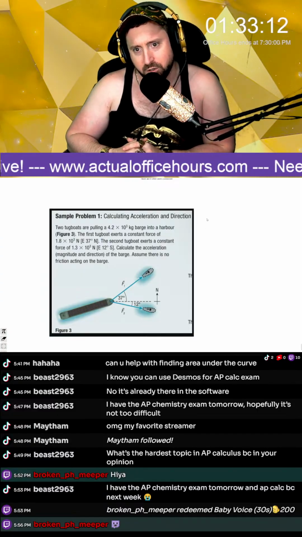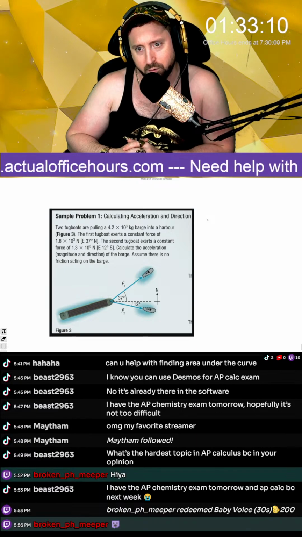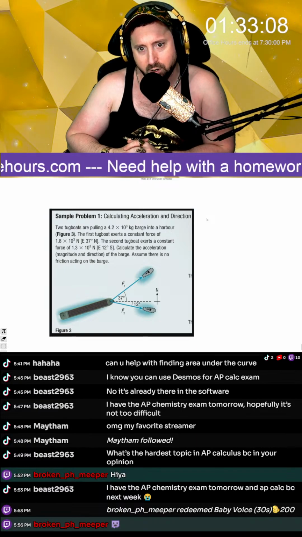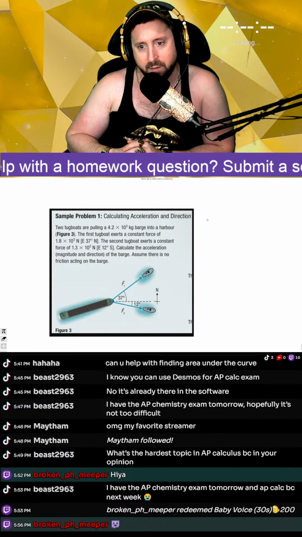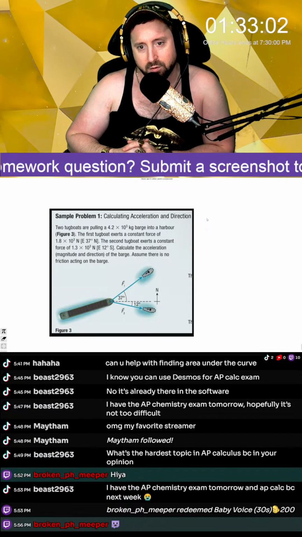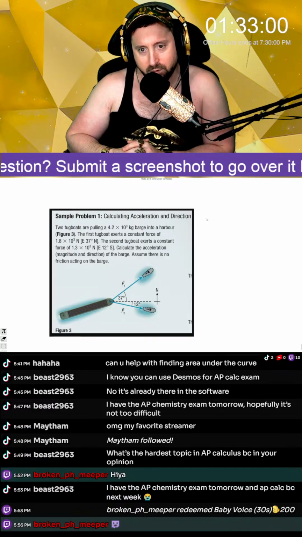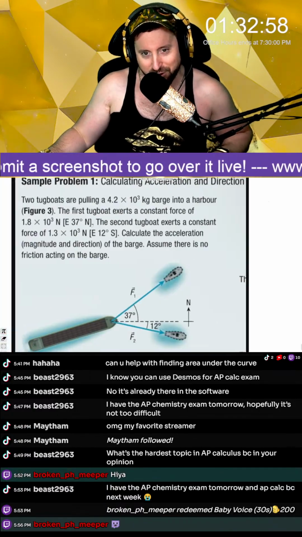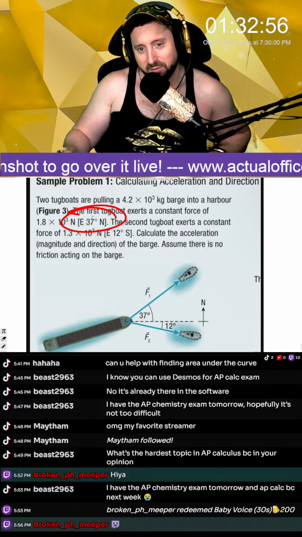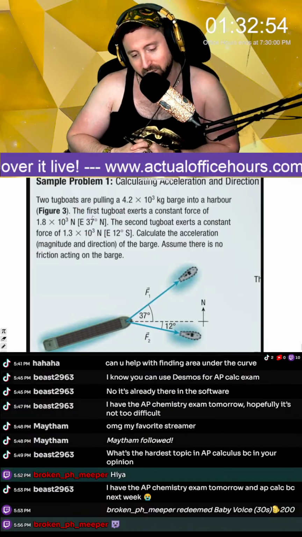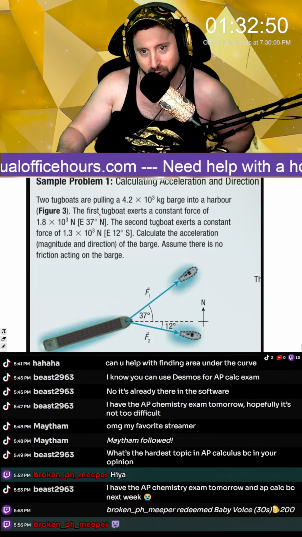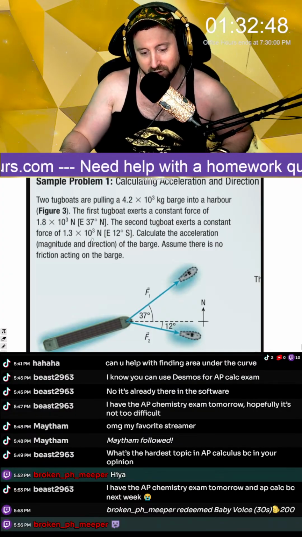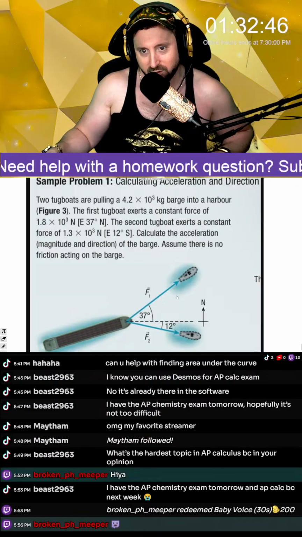Calculating acceleration direction. 2 tugboats are pulling a 4.2 times 10 to the 3 kilogram barge into a harbor. The first tugboat exerts a force of that many newtons. The second exerts that many newtons at east 37 degrees north. I hate this convention, because you would think it means 37 degrees east of north, but really what it means is 37 degrees north of east. I don't know why they do this.